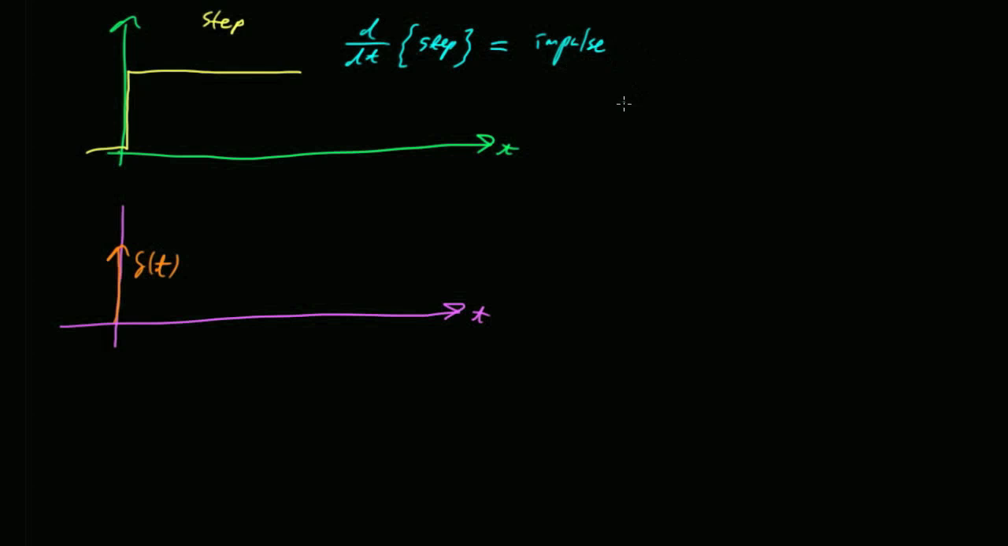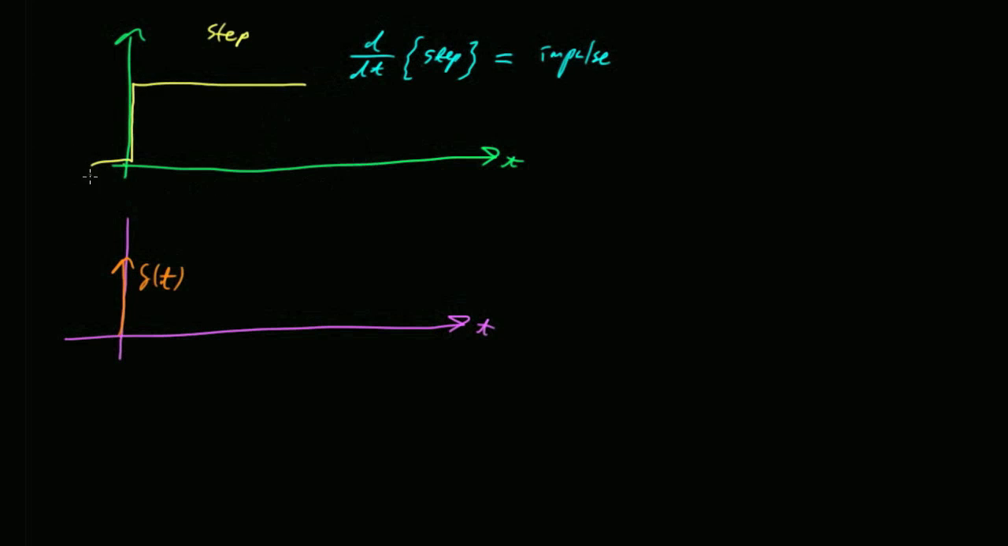Is that correct? Let's see here. Okay, so let's take the step. For t less than 0, if I take its derivative, I get 0. That's consistent. If I take t greater than 0 of the step and take its derivative, I get 0. So that's consistent. What if I take the derivative at t equals 0? Remember this is like a line so steep that its slope is infinity, but only at t equals 0. So it is true. If you take a step and take its derivative, you get an impulse.